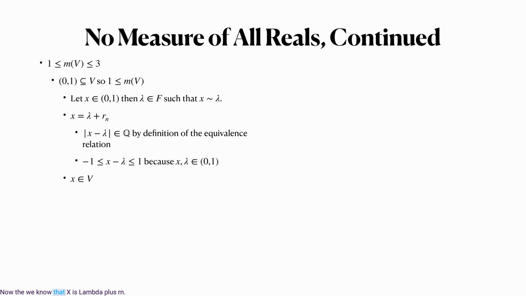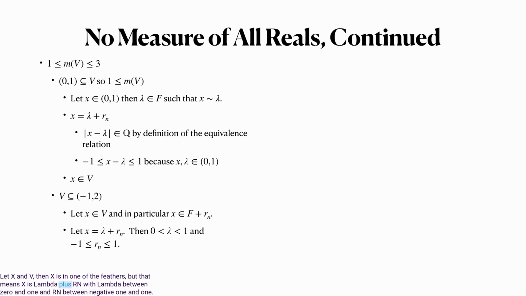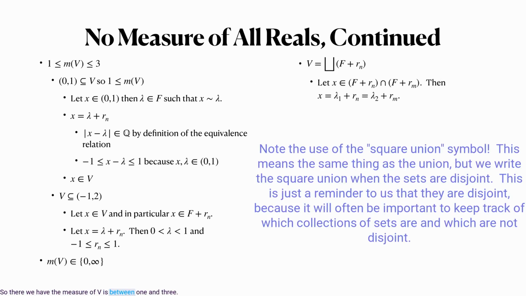Now that we know that x is lambda plus r sub n, then notice that lambda plus r sub n is one of the feathers in the union that defines V. Therefore, this is in V. But that just shows that x is in V, which is what we wanted. Okay, now we can move on to showing that the measure of V is at most 3. Similar to the first part, we show that V is a subset of the interval from -1 to 2 by an element chasing argument. Let x be in V, then x is in one of the feathers, but that means x is lambda plus r sub n, with lambda between 0 and 1, and r sub n between -1 and 1. Therefore, x is between -1 and 2, whence the claim. So there we have it. The measure of V is between 1 and 3.